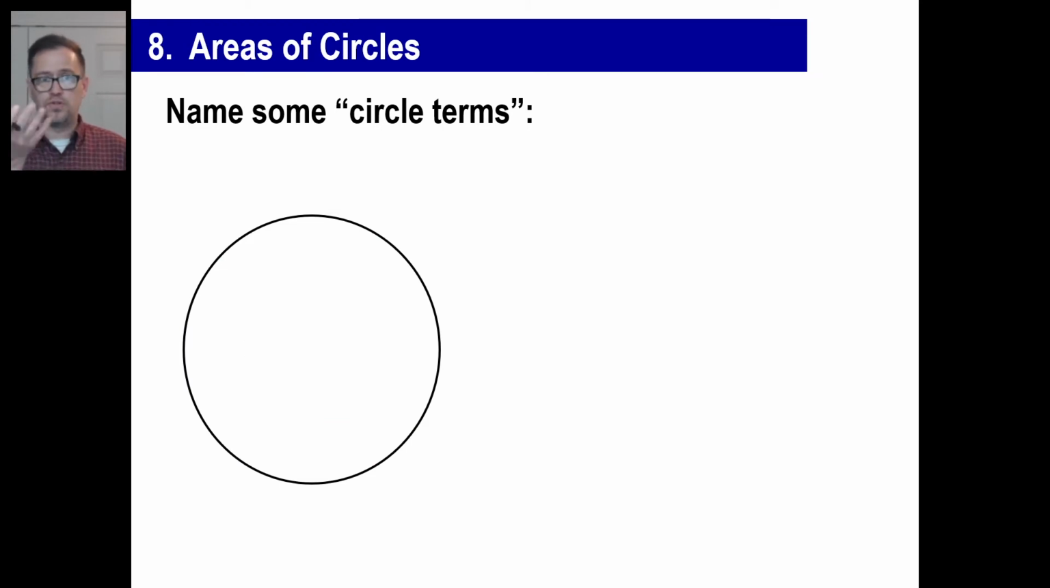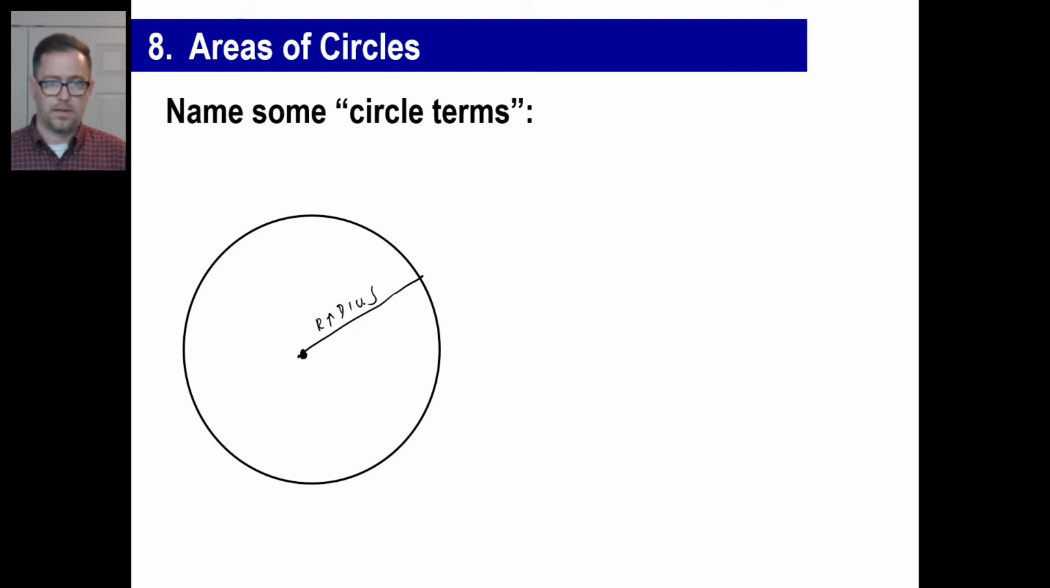Circle terms. You tell me. What are some terms you've learned about circles? What words go along with circles? You know what? Let's do here. What's this called right here? Oops. That's called a mistake. Okay. What's that called? A line that goes from the center of the circle to the edge of the circle. It's called a radius.